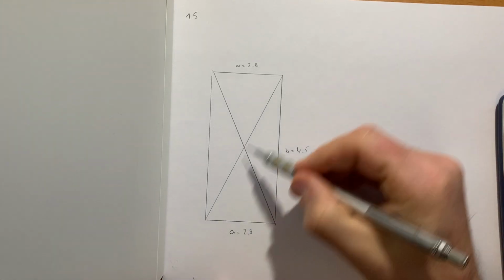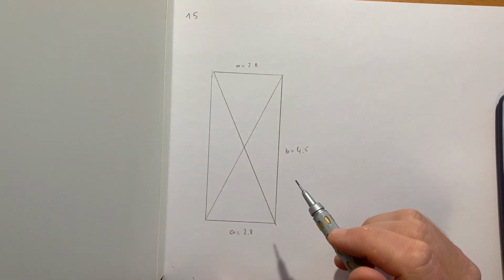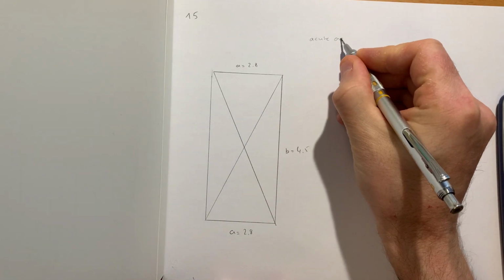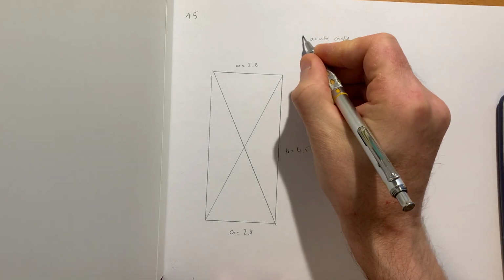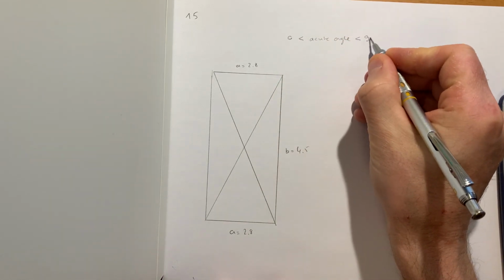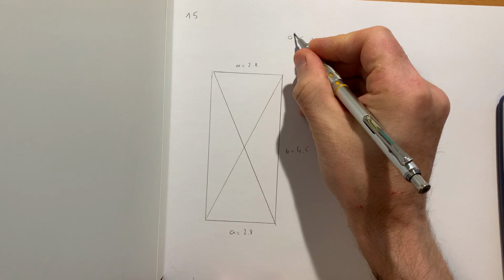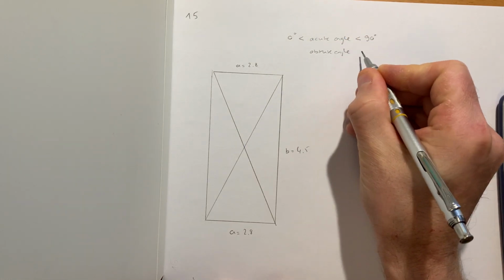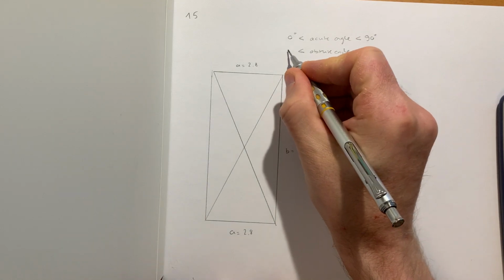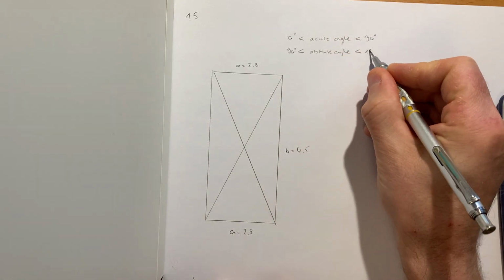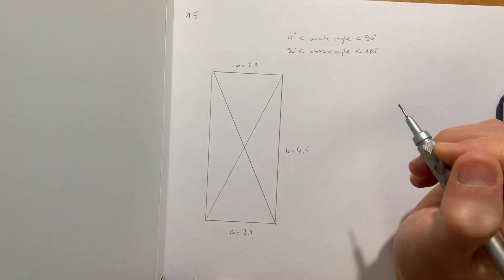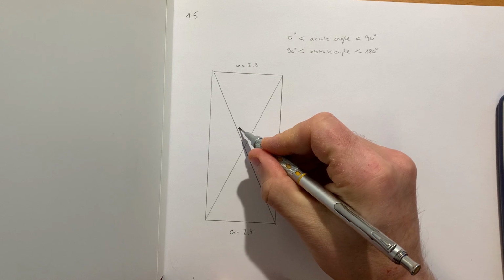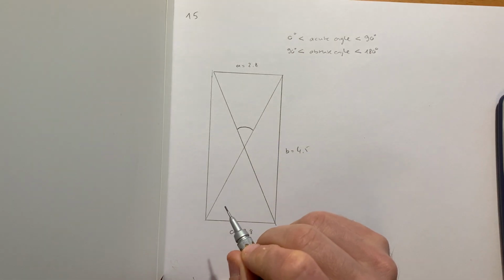Well, these are the diagonals, and an acute angle is always between 0 and 90 degrees. An obtuse angle is between 90 and 180 degrees. You have to know these words. Obviously, in this case, this will be the acute angle, okay?